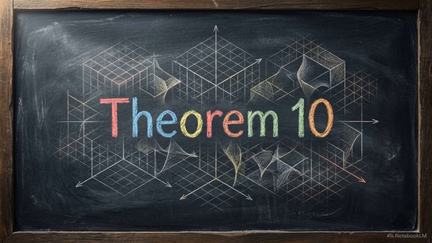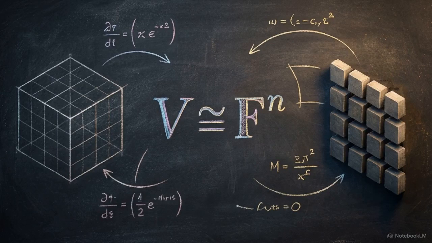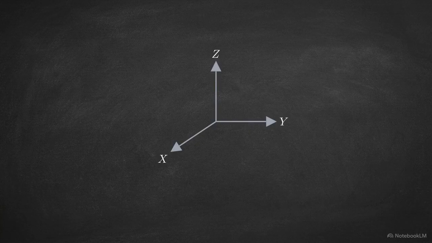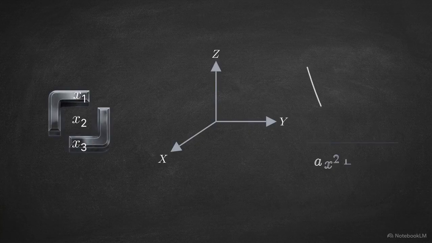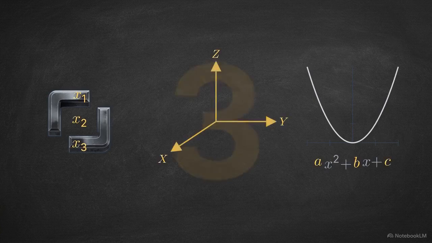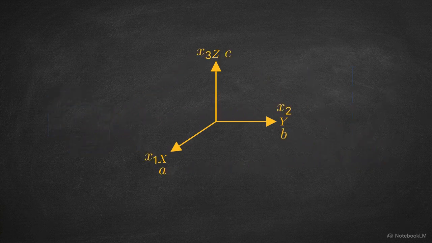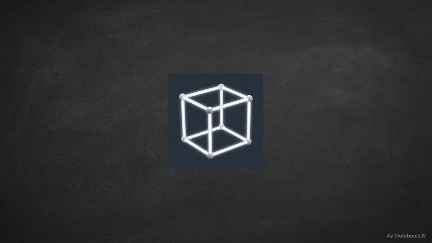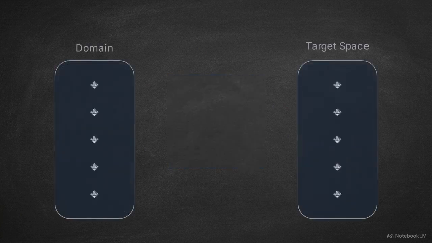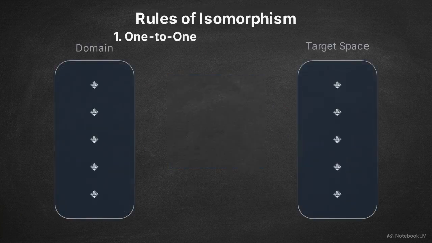Hoffman and Kunze established this in Theorem 10, stating that any n-dimensional vector space over a field is isomorphic to Fn. This diagram displays three distinct objects: a three-dimensional geometric grid, a matrix of three numbers, and a curved quadratic polynomial. While looking unrelated, they each share a dimension of 3. Because they share that dimension, they map onto each other flawlessly. They are structurally identical. For this mapping to work, the isomorphism has to follow two strict rules.